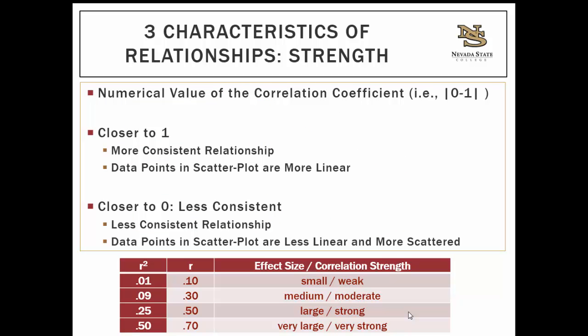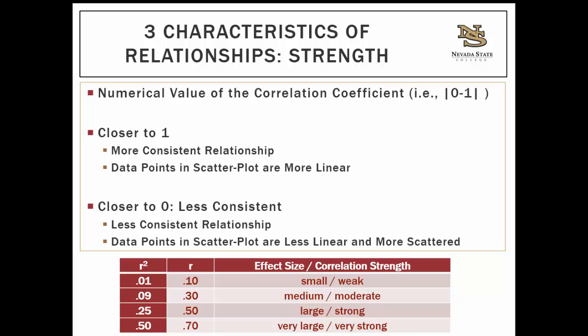Strength is the last characteristic of a relationship that I want to talk about for correlation. And this strength tells you how consistent the relationship is among variables. And strength is denoted by the numeric value of the correlation coefficient. So direction is based on the sign of the correlation. Strength is based on the numeric value.